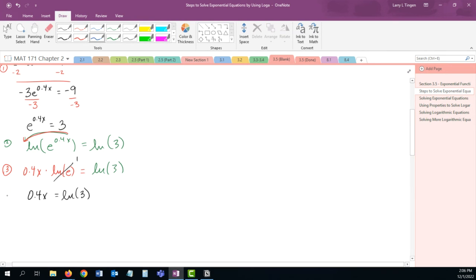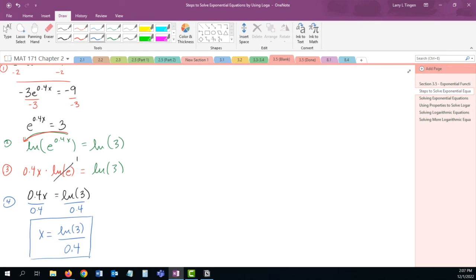And then the last step, solve the resulting equation. X is times 0.4. I want x by itself. And there it is. X is equal to the natural log of 3 divided by 4/10.